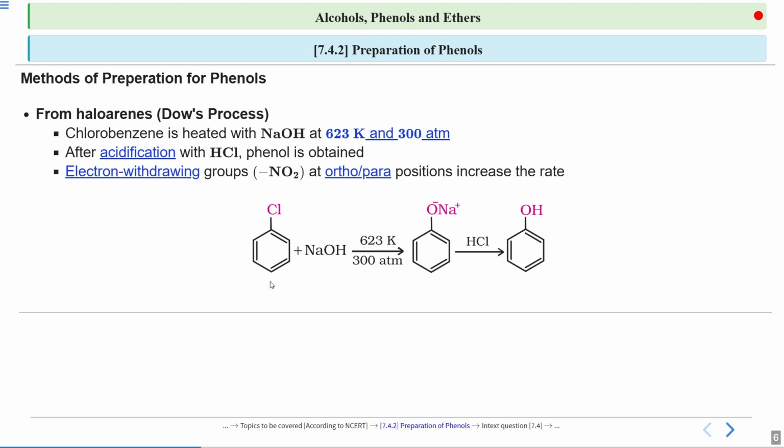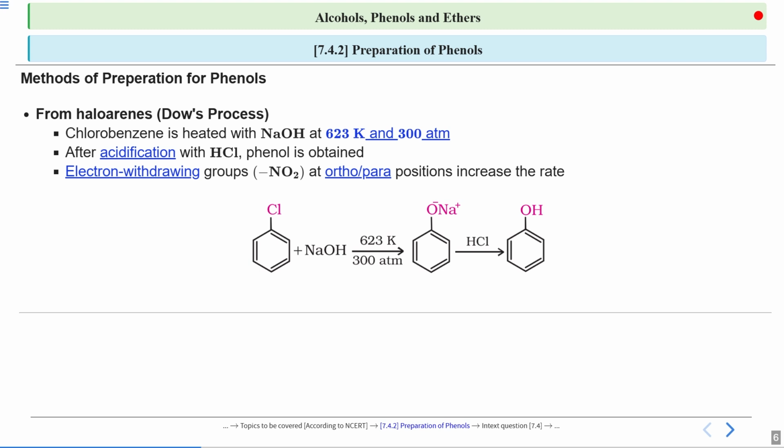So here there is a nucleophilic substitution reaction, and the temperature is 623 Kelvin at 300 atm. Chlorine will leave and the ONa group will attach at this position. So this is sodium phenoxide. Now for making this into phenol, Na plus should leave and hydrogen should attach. So we will do the acidification, meaning we need H plus over here. From where do we get H plus? From acids, because acids donate H plus ions.